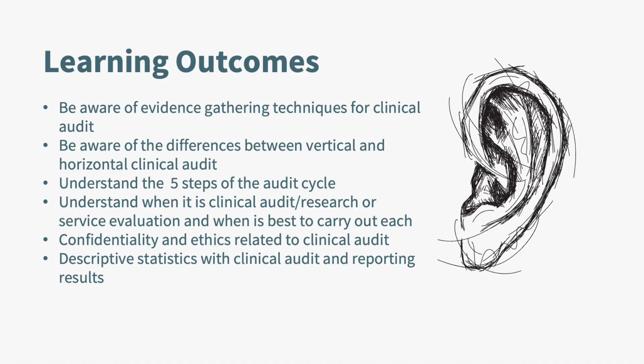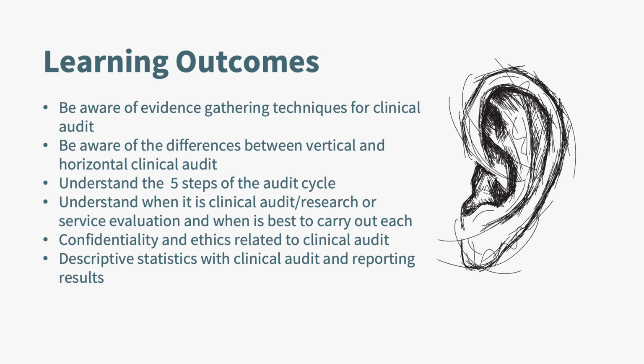From a learning outcome point of view, I want you to be aware of the evidence gathering techniques for clinical audit, and the differences between vertical and horizontal clinical audit. We'll go through some different variations on audits and how we can carry them out. At the moment, the vertical and the horizontal seem to be quite big, especially in audiology, I think, due to ICIPs. Understand the 5 steps of the audit cycle. It doesn't have to be a clinical audit, but of the audit cycle.